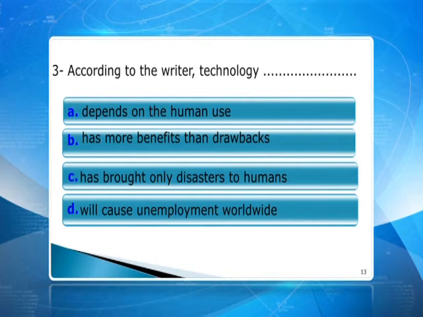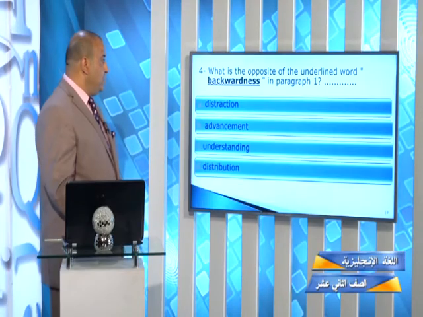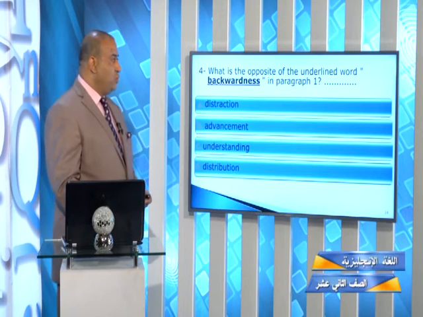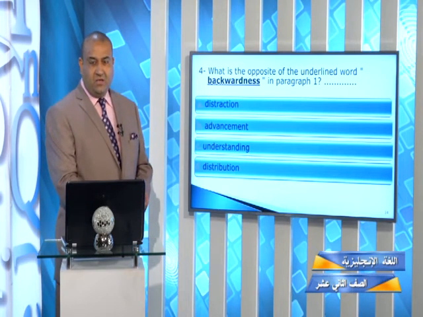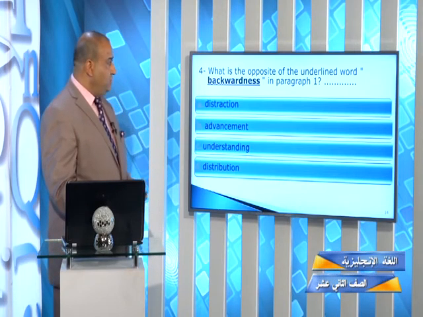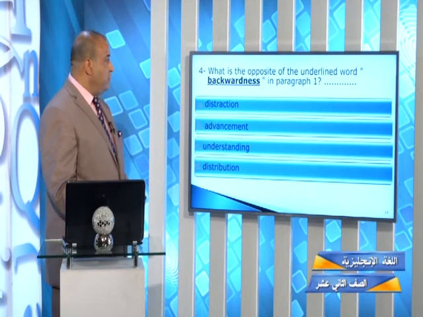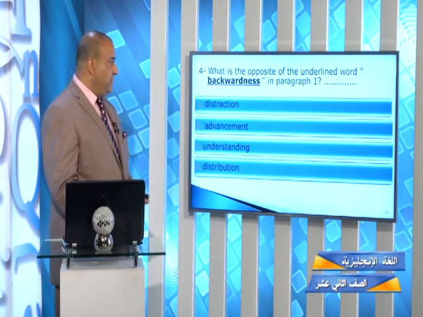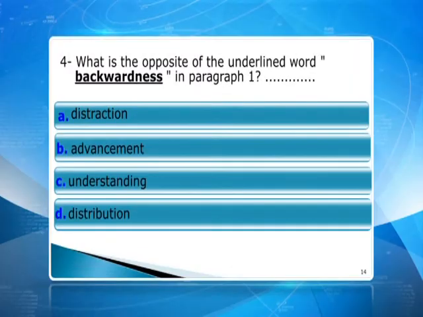What is the point of view of the writer? What is the opposite of the underlined word, which means the other meaning, opposite or antonym? The word backwardness in paragraph 1. Is it distraction or advancement or understanding or distribution?